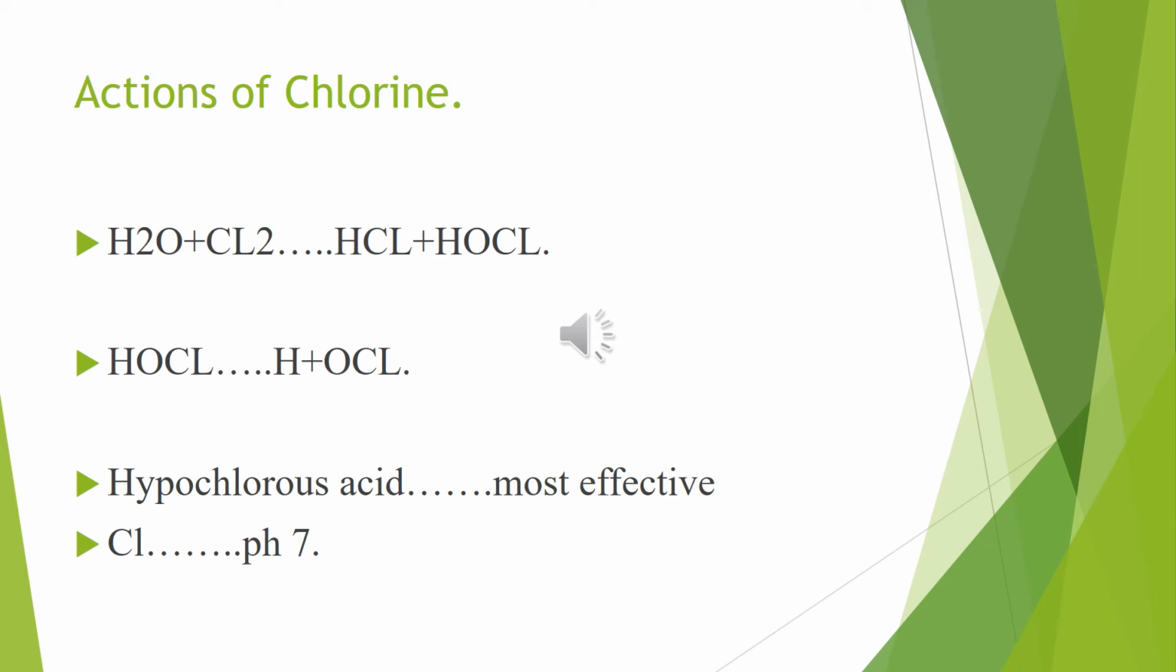The disinfection action of chlorine is mainly due to the presence of hypochlorous acid, and to a small extent due to the presence of hypochlorite ions, but the pH should be maintained at about 7. When the pH exceeds 8.5, chlorine is unreliable as a disinfectant, because about 90% of the hypochlorous acid gets ionized to hypochlorite ions.